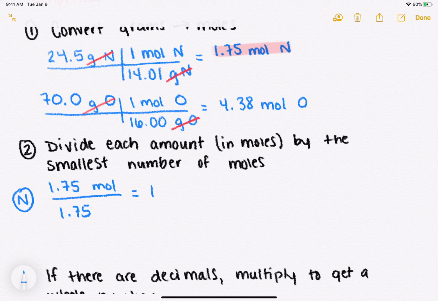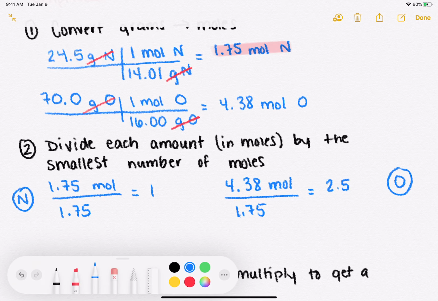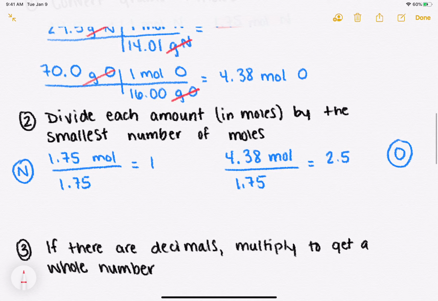And then we're going to do the same thing with 4.38 moles. And we're going to divide that also by 1.75. And when we do that, we get 2.5. And that one is for our oxygen. So that's how we can remember that we have nitrogen and oxygen. So ordinarily, that would give us our empirical formula, NO2.5.